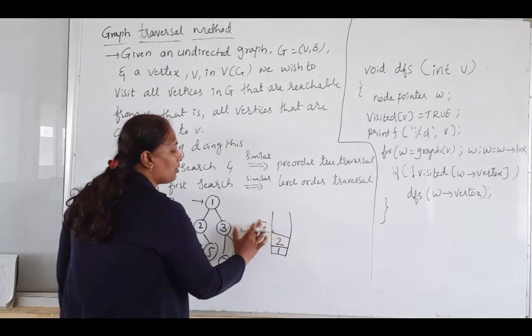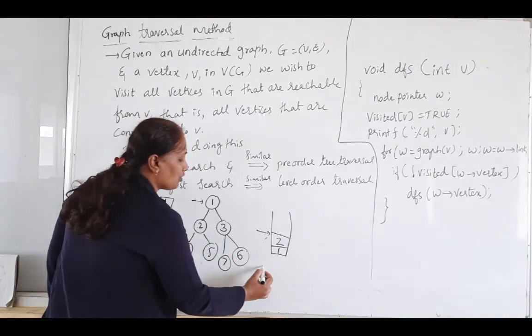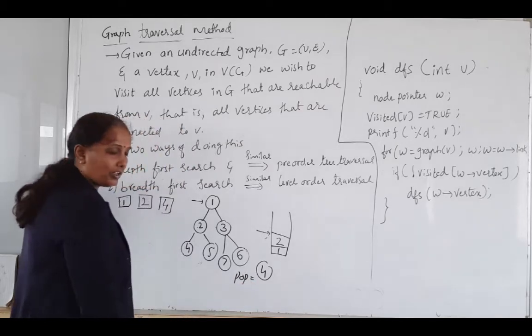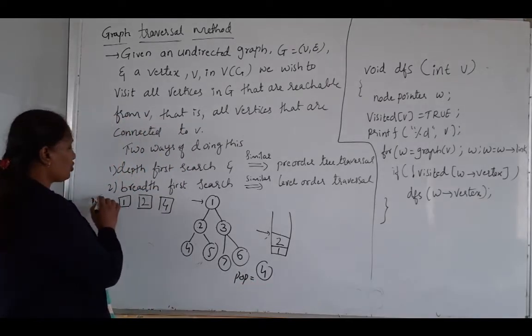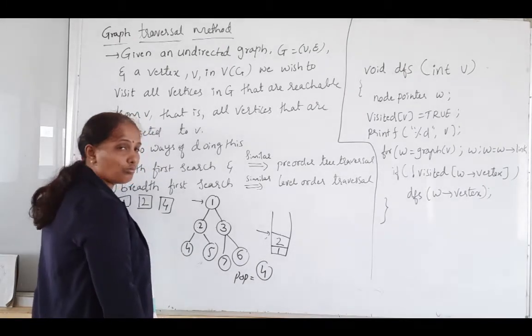So pop means you are going to eliminate that vertex from the stack. After eliminating, I'll write the pop order here. So this is the pop order, and this I can say is the push order. Okay, so now 4 is popped.